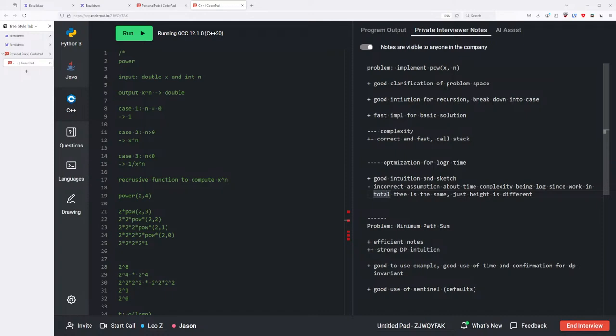So for example, it's one thing to ask interviewers, and this is in general, not just for tests, hey, what level of code am I expected to write? Are we expected to write fully runnable code?